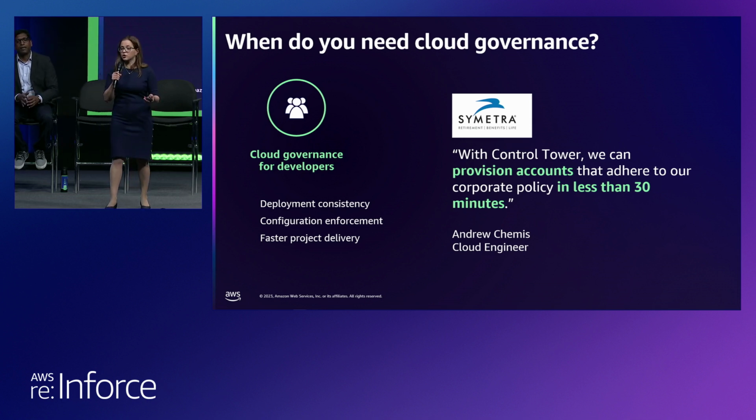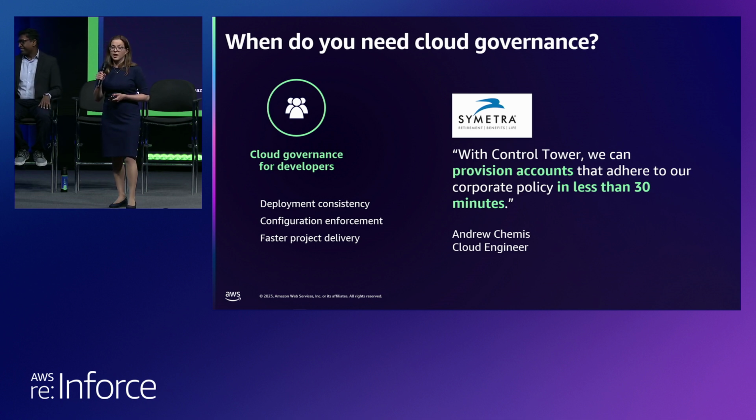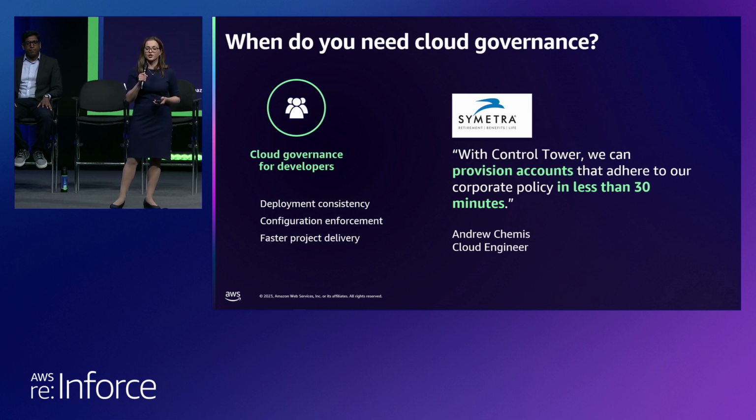So customers like Symetra, an American insurance company, it used to take them days to get a new environment or a new account provisioned, with lots of manual steps. So they started leveraging the account factory feature of Control Tower, and now they've automated their provisioning of accounts and environments, and they get them in less than 30 minutes, so they can go faster and implement new projects with all the corporate policies and controls in place.